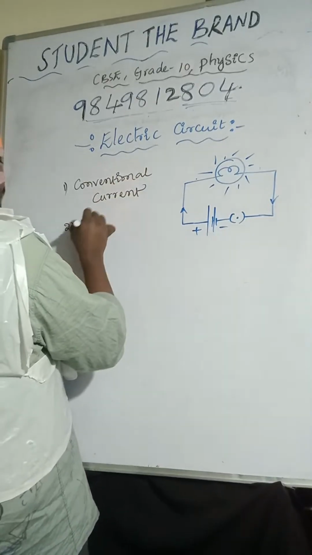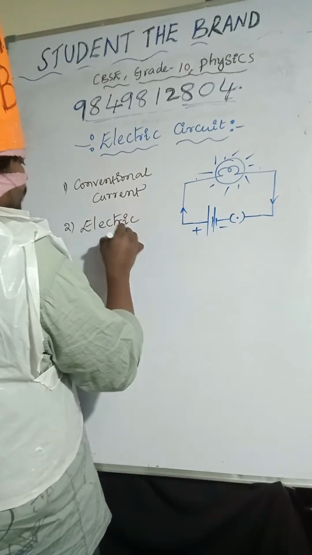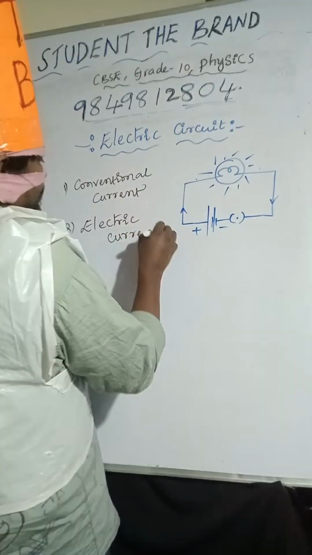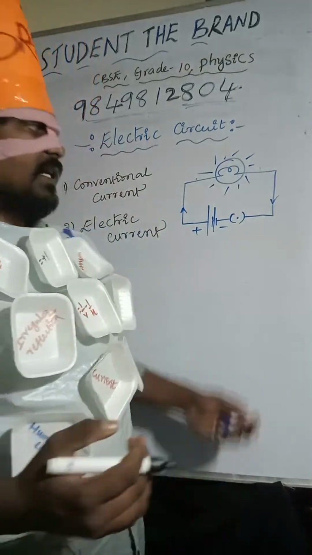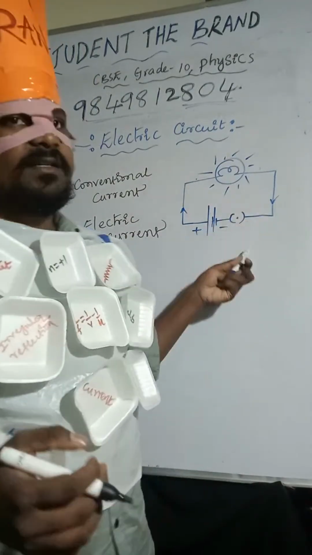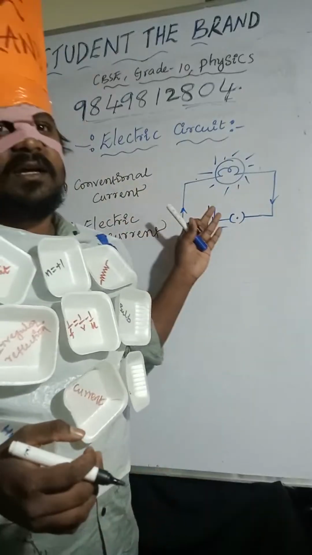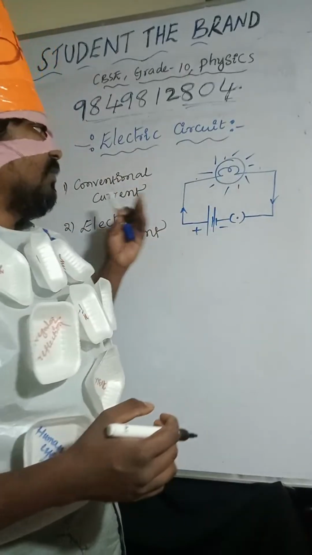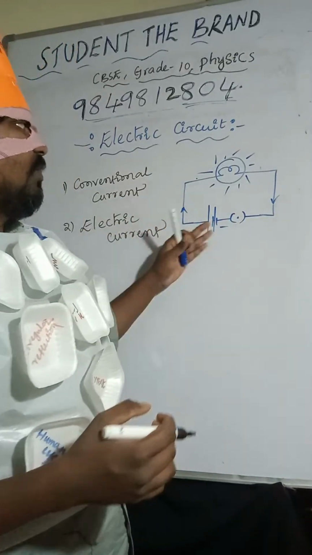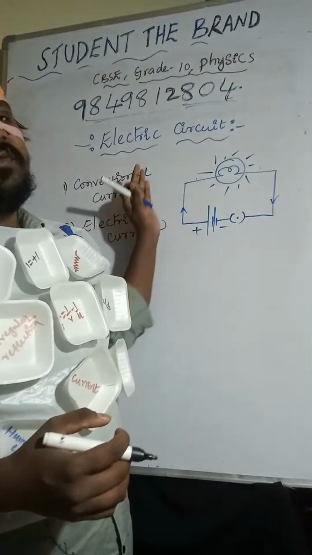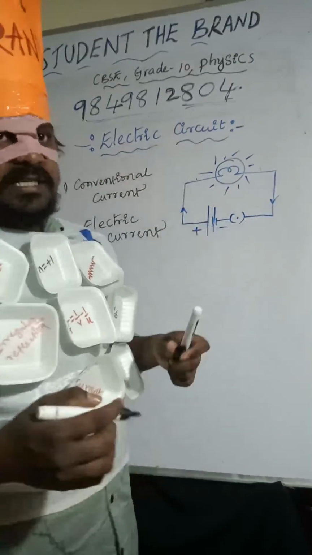Second one is electric current. Conventional current and electric current. Conventional current is the flow of positive charges. Charges are moving from positive terminal to negative terminal. That's why we consider it a conventional current. Before the discovery of the proton, neutron and electron, the accepted statement was that current is the flow of positive charges, moving from positive terminal to negative terminal.